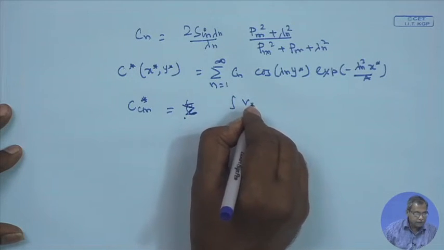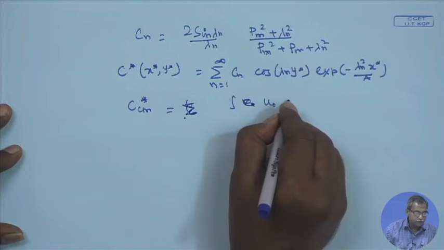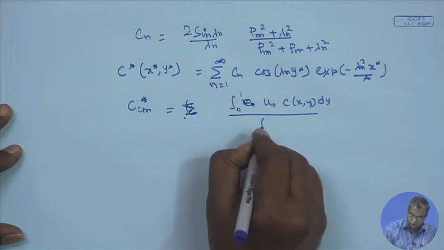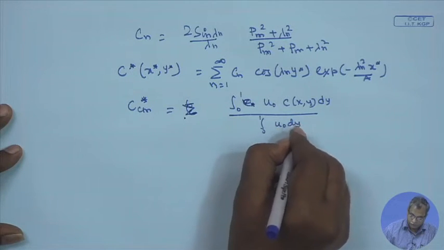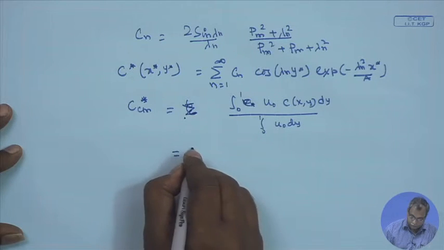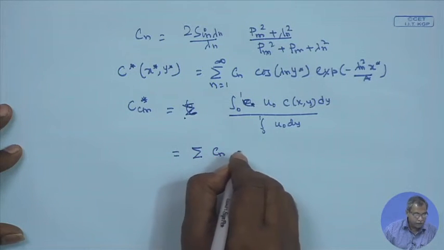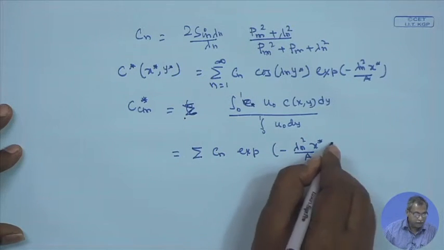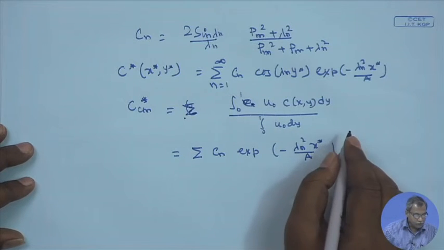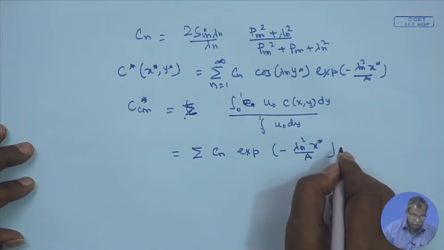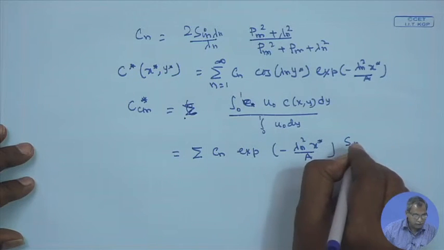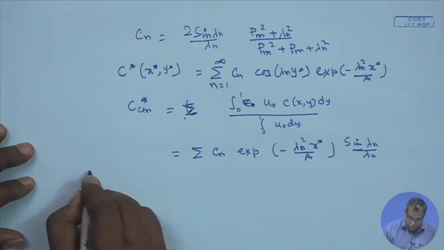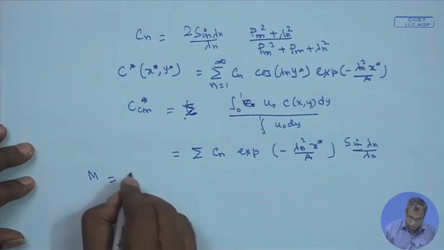V x y, so it is uniform here, u 0 c x y dy from 0 to 1, here it will be 0 to 1 u 0 dy. So, you will be getting the expression of cup mixing concentration as C n exponential minus lambda n square x star by a times sin lambda n divided by lambda n. That will be the expression of CCM star.